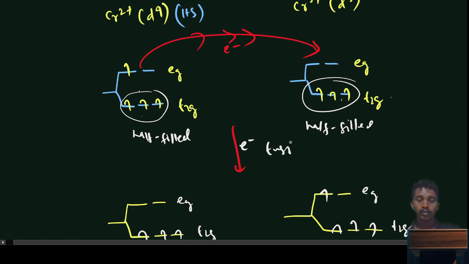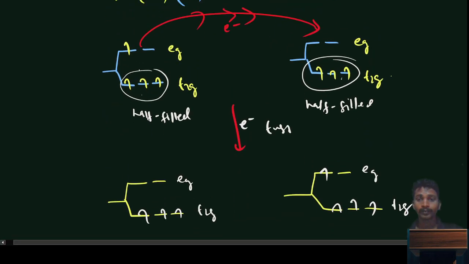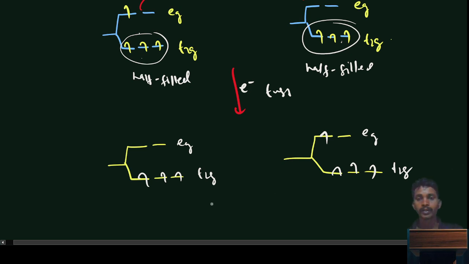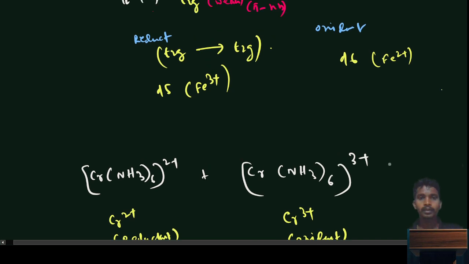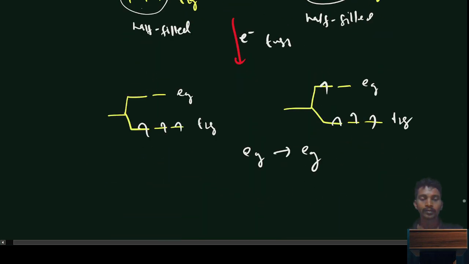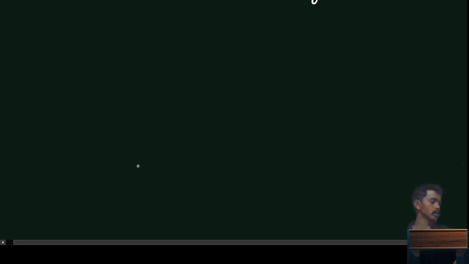Note that the electron transfer part first goes to the precursor, then it will form the activated state, and only then will the electron transfer happen. Okay, so it will happen from Eg to Eg. So here T2g to T2g. And if we take other examples, we will talk about more examples.